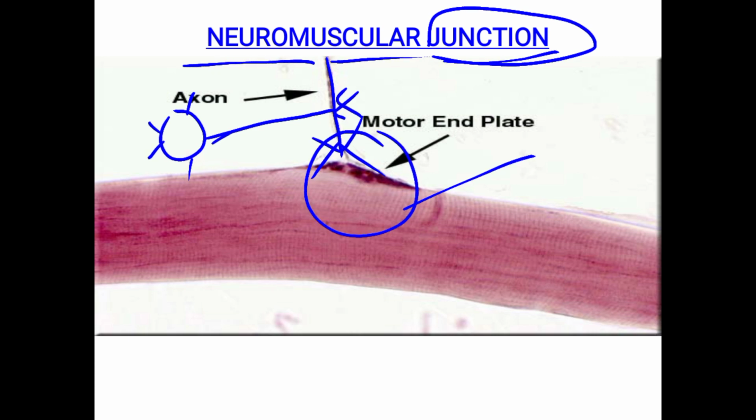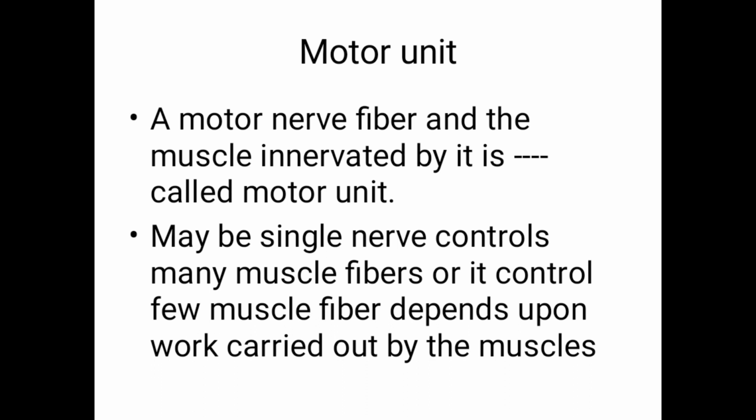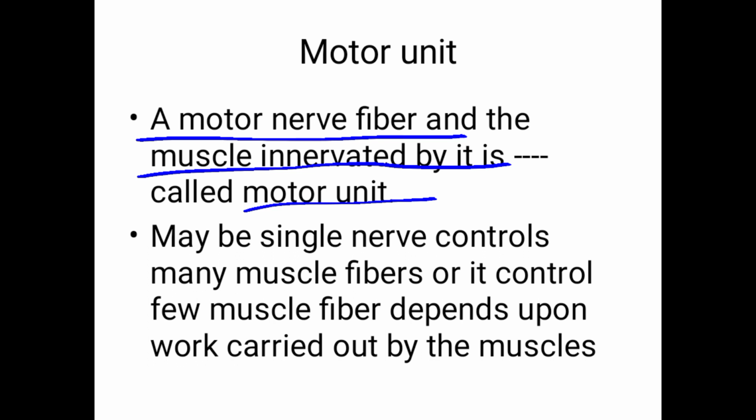So that is called motor end plate. Motor means for movement. So this nerve is a motor nerve. This is the end plate. A motor nerve fiber and the muscle innervated by it is called a motor unit. So the motor unit is very important. A motor unit is a motor nerve fiber and what it innervates in the muscle.